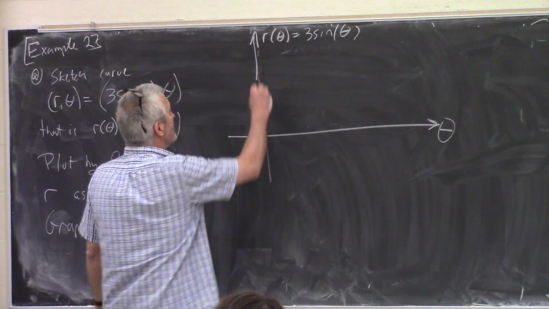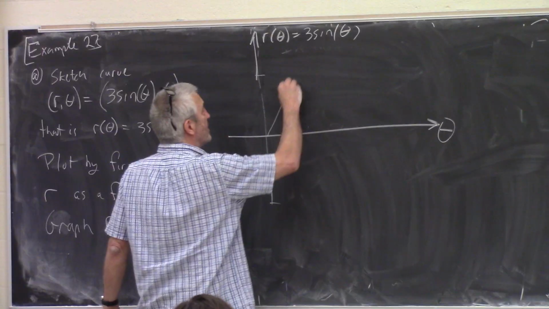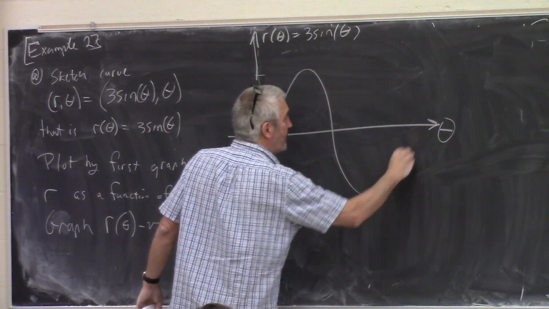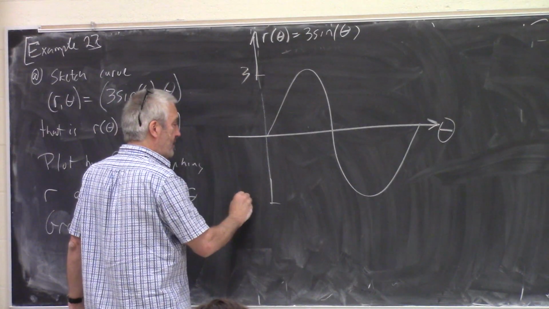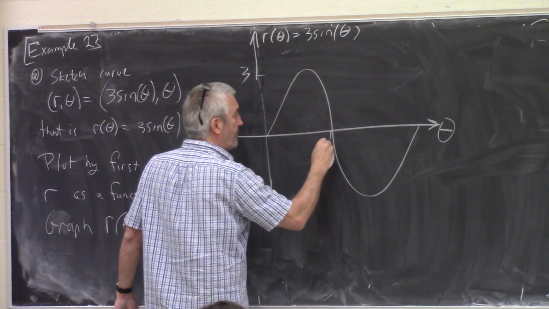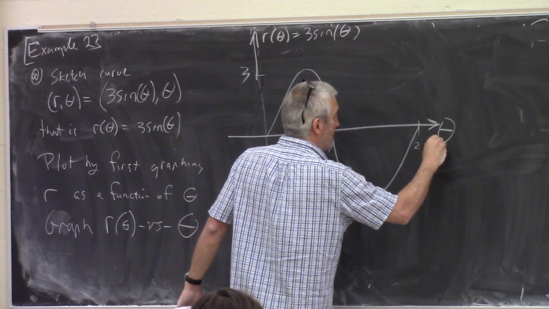So this is going to be a sine graph. Just wiggles up and down from 0 to 3, and then it starts to repeat itself. So up to 3, down to -3. This happens at theta equals pi. This happens at theta equals 2 pi.